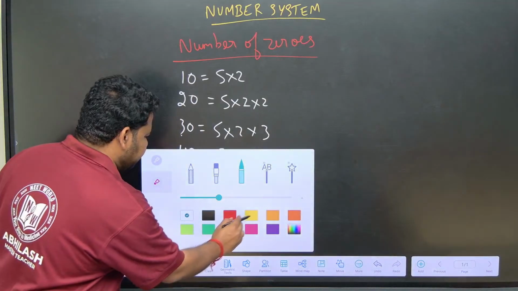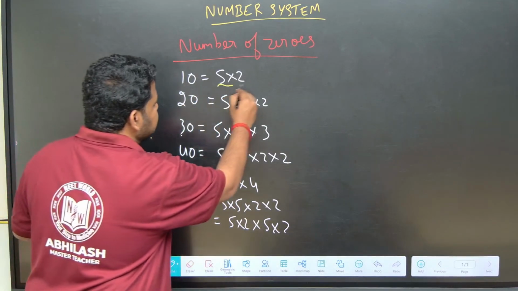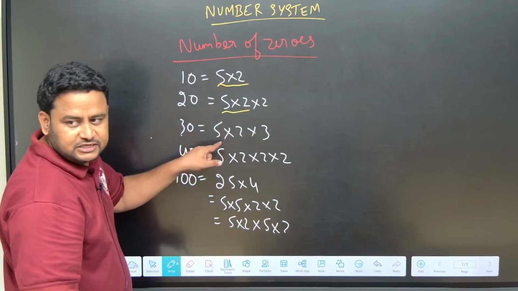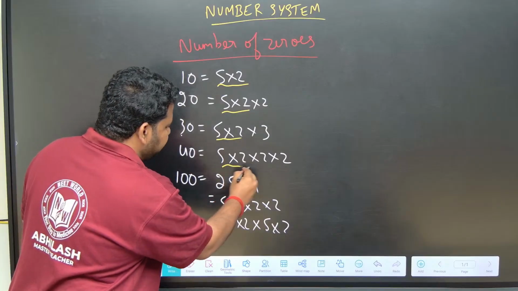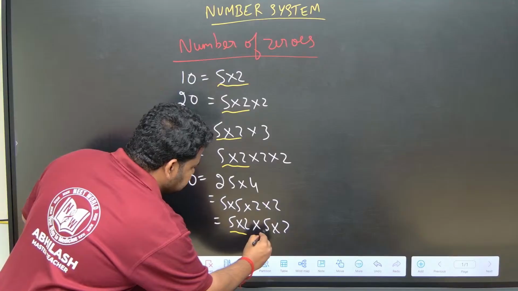I told you in the previous class itself, please recollect, those who have attended. See here, there is a common thing, that is 5 into 2. Here also there is 5 into 2. Here also, here also, a pair of 5 into 2 is there.